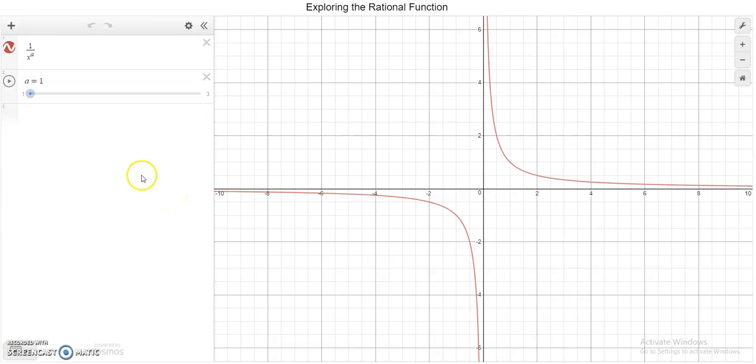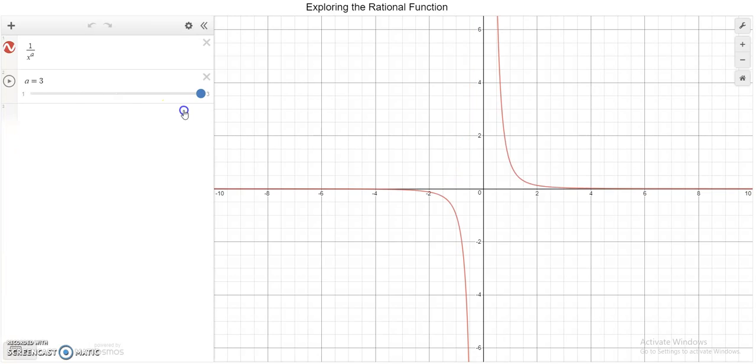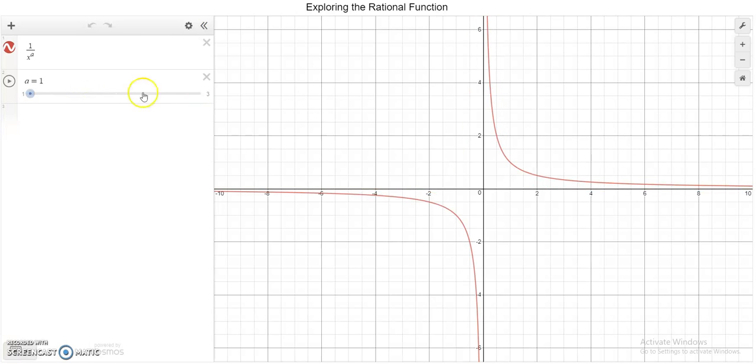Okay, so we're going to explore the rational function using Desmos to see how we can look at different properties of these rational functions. So we're going to look at functions up to 3 degrees. So we got 1 over x, which I plotted over here, and I used a slider so I can look at different graphs of this function when it's at a different degree.